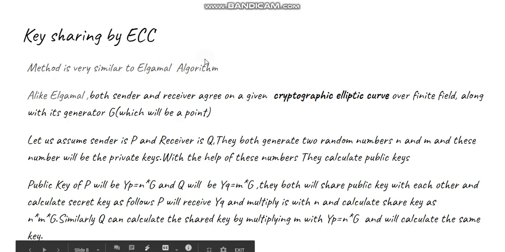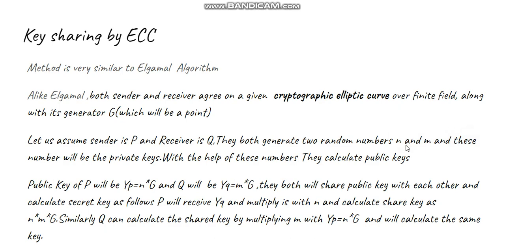So key sharing. The key sharing method is very similar to the Diffie-Hellman algorithm, which is a lower version of the ElGamal algorithm. So the idea is very simple. Both sender and receiver have to agree on one particular point, which is called the generator, right? And then, let us suppose the sender is P and the receiver is Q, they will generate some private keys N and M, which will be less than some predefined number, right?